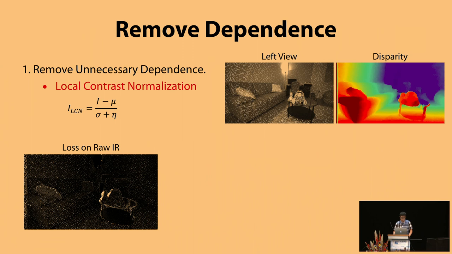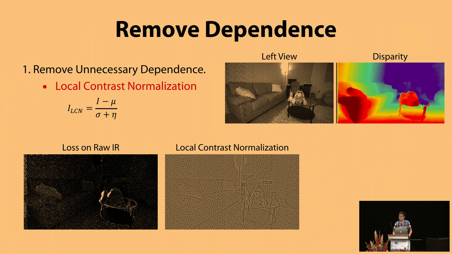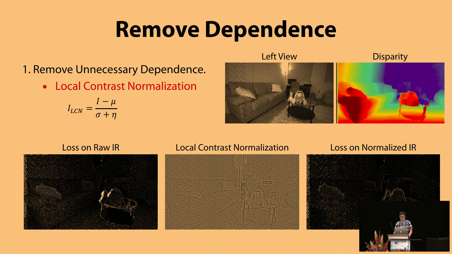So to remove such an unnecessary dependency, we propose to perform a local contrast normalization, which normalizes the intensity of each pixel using the mean and standard deviation from the local window. And the loss computed on the normalized IR image is then free from pixel brightness and focused equally on the foreground and the background.